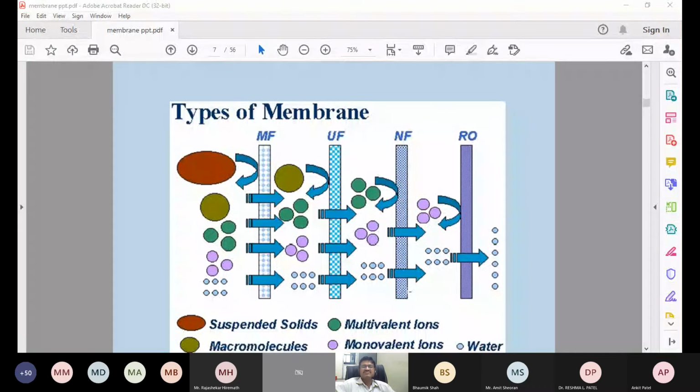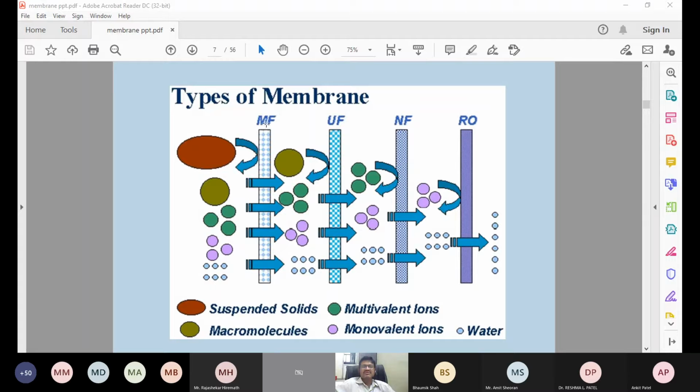Now, if we see this pictorially, in microfiltration the suspended solids are removed and other things can pass through it. Multivalent ions, macromolecules, monovalent ions, and water can pass through. Only the suspended solids are removed by microfiltration. If you talk about ultrafiltration, you see, the macromolecules can be retained and others can pass through it.